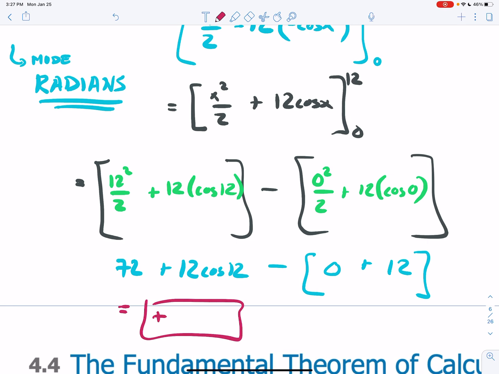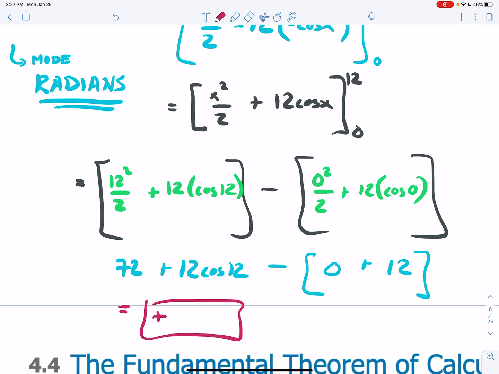Oh gosh, that's going to bug me. So you know what? I'm going to type it out. Here we go. So we have the cosine of 12. Let me make sure that I'm in the right mode here. Okay, so cosine of 12 times 12. What is going on? 12 cosine times 12. I have the old school calculator where I got to do everything backwards. Plus 72 minus the 12.